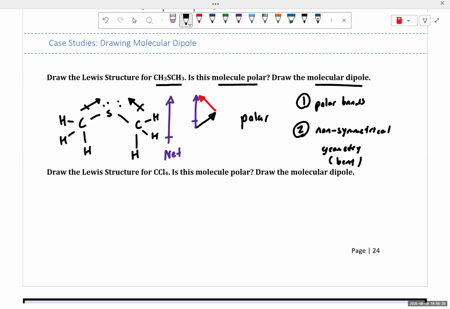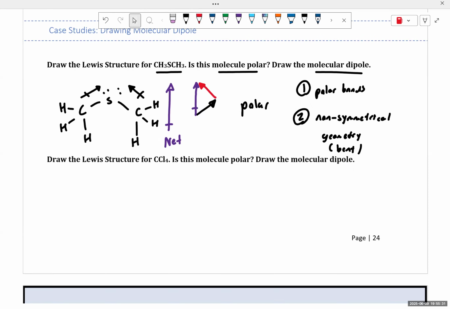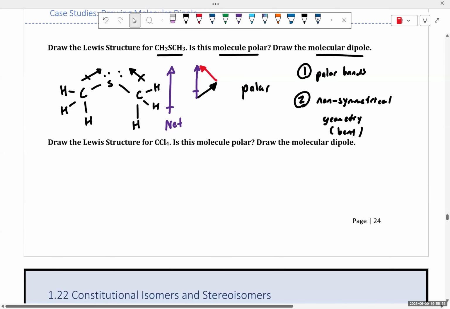Now, with this example established, and the fact that we identified this molecule as polar, I'd like you to try this second example. So please pause the video at this time, and work through the following example, which we'll discuss momentarily.